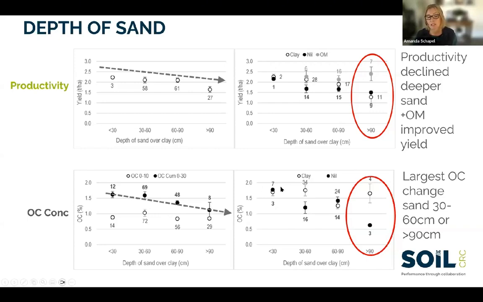For carbon concentrations, we've found this is mostly for clay addition. It isn't worth applying any clay if you have subsoil clay within 30 centimetres because there is no difference. You can get an increase in carbon where your subsoil clays are greater than 90 centimetres.